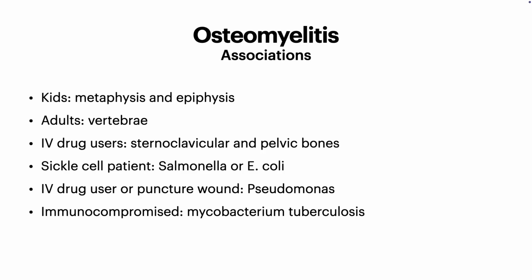In adults, it's the vertebrae, because a lot of vasculature, vessels or blood flows a little slower there, kind of the same reasons. And then your IV drug users, the sternoclavicular and the pelvic bones. This is interesting. With sickle cell patients, you're thinking of Salmonella infections or E. coli as the most common.